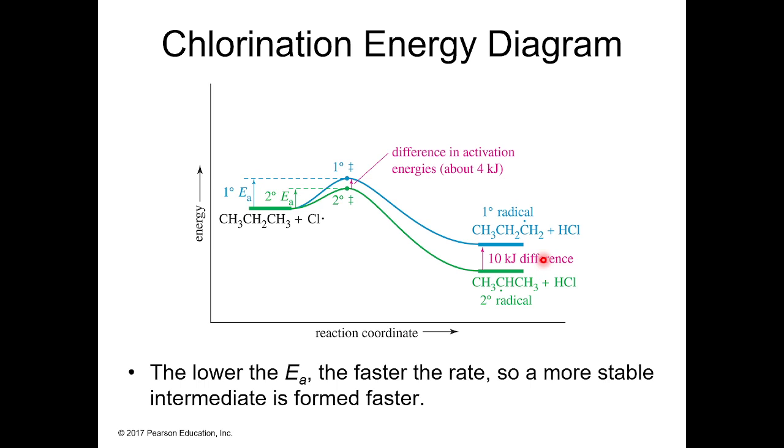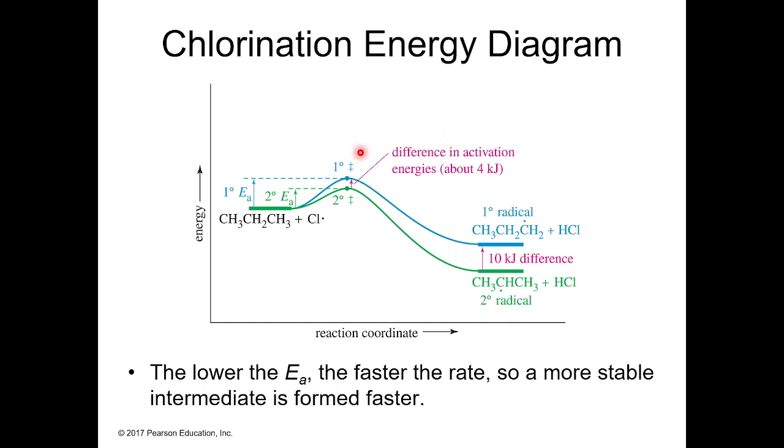So the primary radical product here, making that this right here with the free radical that's on the primary position, and this one right here where the secondary radical is actually on there. This has a 10 kilojoule difference, doesn't it? Okay. So you have two things going on here.